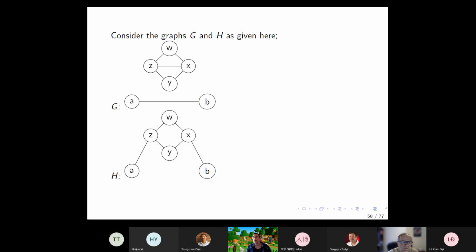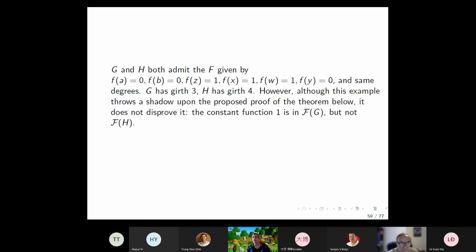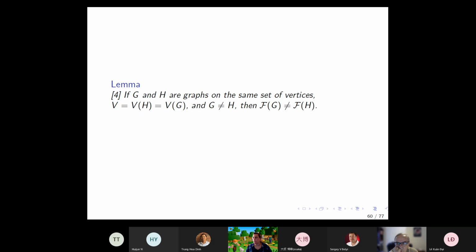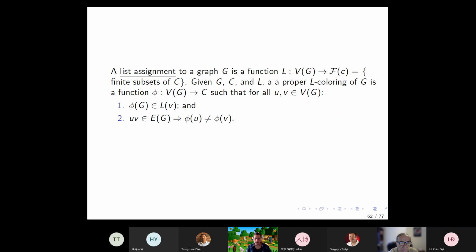If the graphs are not necessarily connected in the same way, they both admit this F, they have different girths, but because one is not connected, one does include the constant function and one does not. So, well, I just gave another example to prove my point. And it turns out if they're on the same set of vertices and they're not the same graphs, they're not going to have the same Fs, well, yeah. And the other direction, yes.